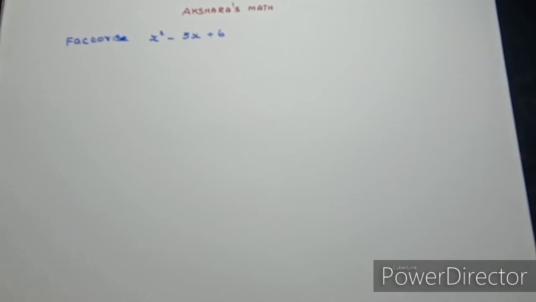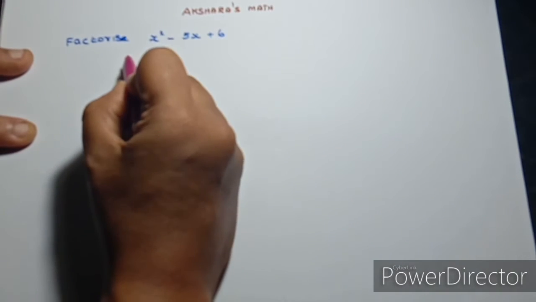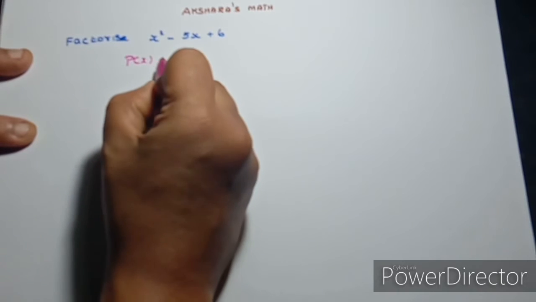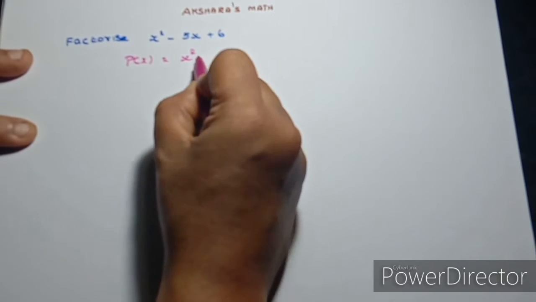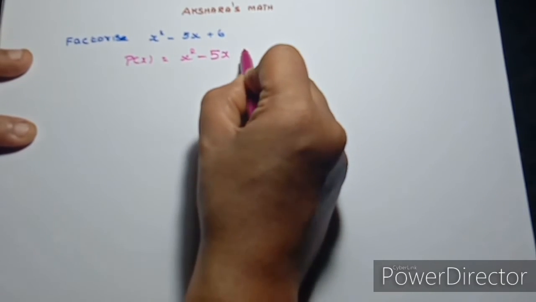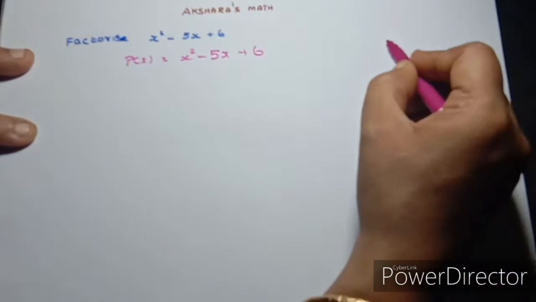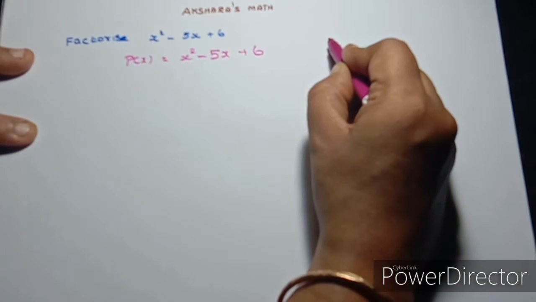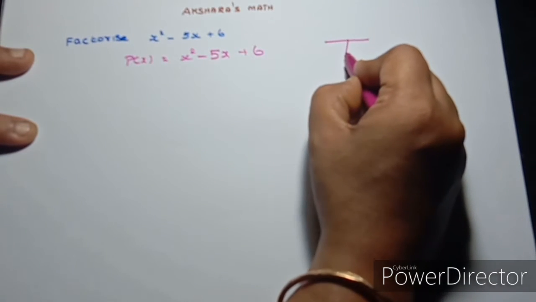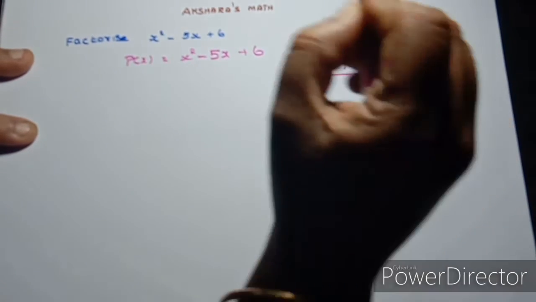So, I have given a question: factorize x square minus 5x plus 6. Now, how will you factorize this? First, I will put p of x is equal to x square minus 5x plus 6. Then, in order to solve this, first I will draw an eye here.